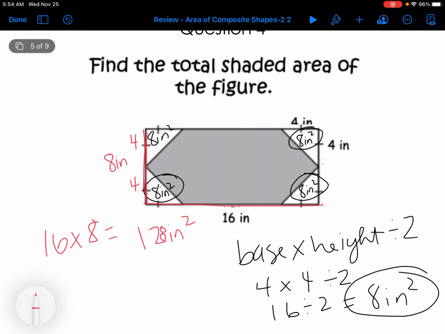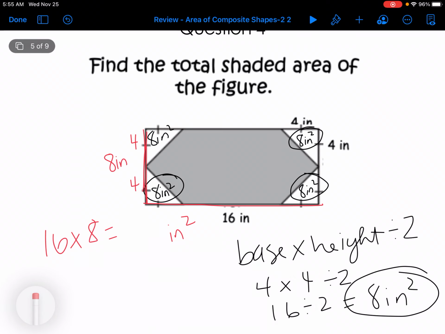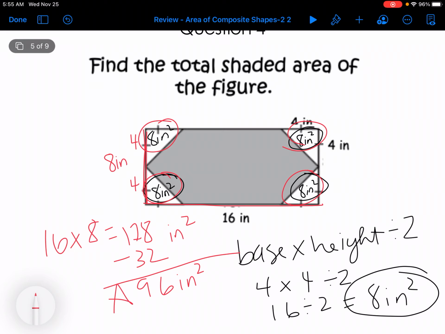So, wait a second, it doesn't look right. So I know I have 8, 16, 24, 32. So I'm going to subtract 32. So that leaves me with 96 inches squared for the area of the shaded region.